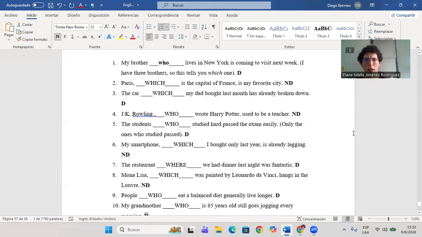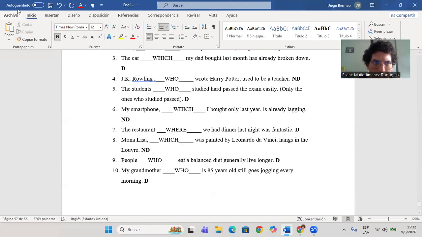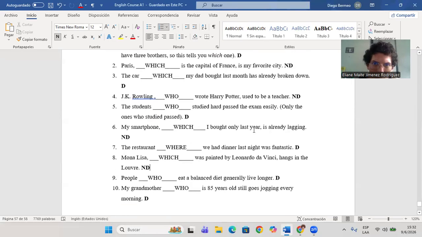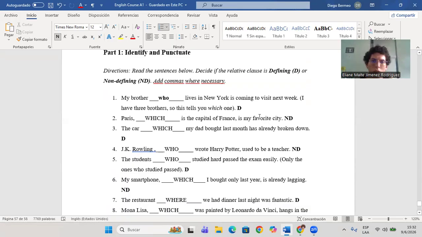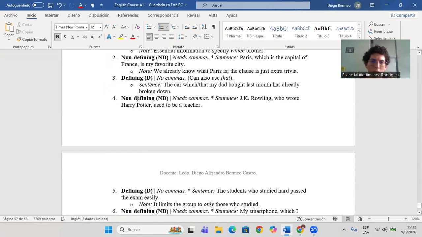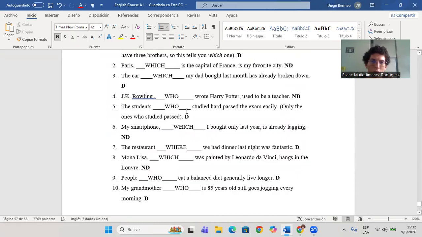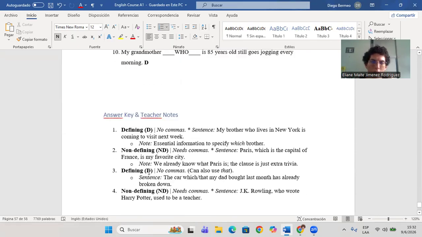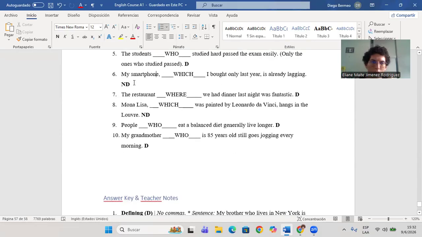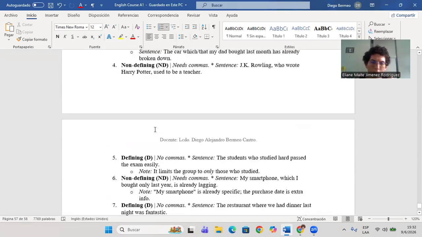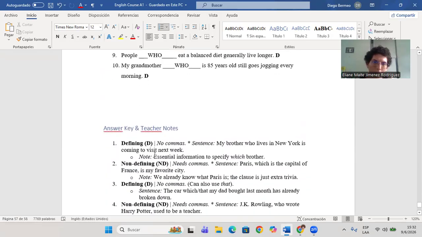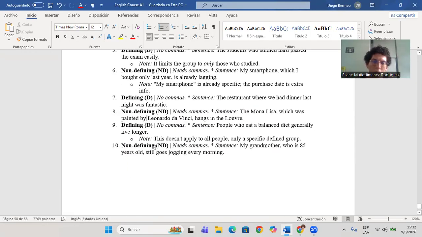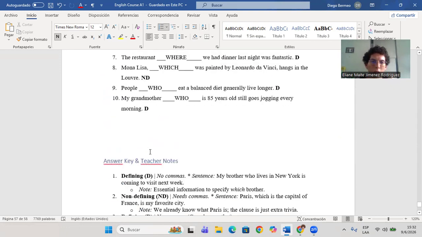Those were my answers. Now let's check if I made some mistakes as I have the answers down below. First one, defining. Yes, just as I said. The second one, non-defining. The third one is defining. Fourth one, non-defining. Number 5, defining. Number 6, non-defining. Number 7, I have defining. Number 8, non-defining. Number 9, defining, and number 10 is non-defining.